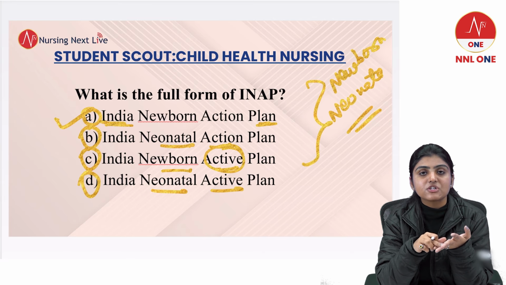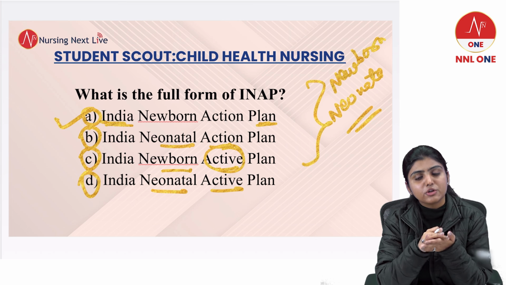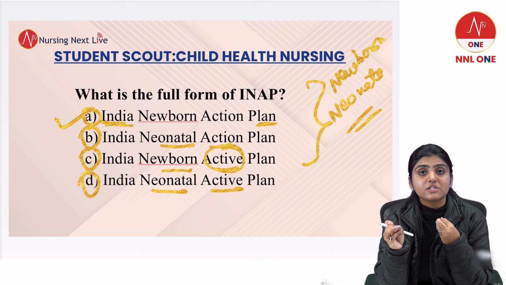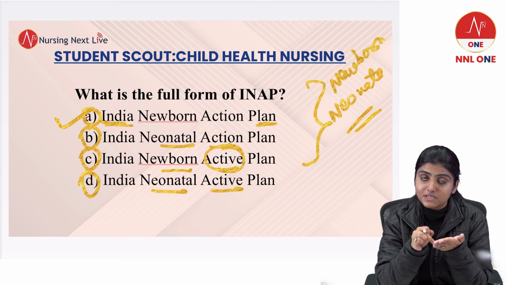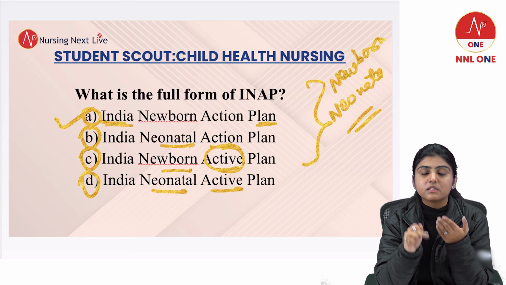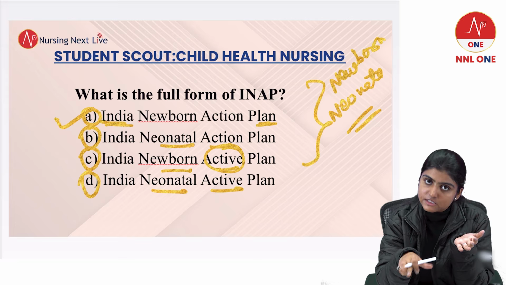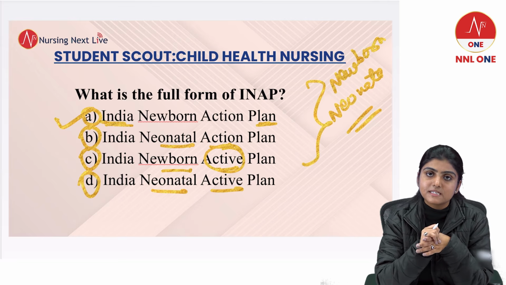So all the action plans, all the policies, plans, abbreviations should be on your tips, because these are highly important straight questions. You will get 1 mark directly, because if these full forms are on your tips, you can avoid negative marking. Let me tell you, these are scoring questions. That is why they put these simple one-liner questions in your prelims exam.